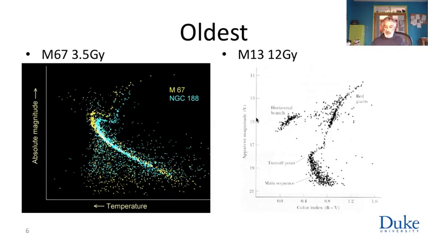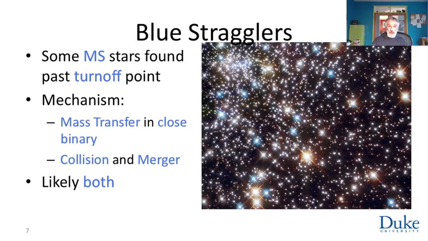Here's the color magnitude diagram for M13, and you see that with enough statistics, you can find both the main sequence and the turnoff point and the entire red giant branch and the horizontal branch, but no AGB stars. That goes too fast. Even in M13, we don't find any AGB stars. And again, you might ask, what's that guy doing over there? That's another one of those blue stragglers. They are particularly evident in this image.